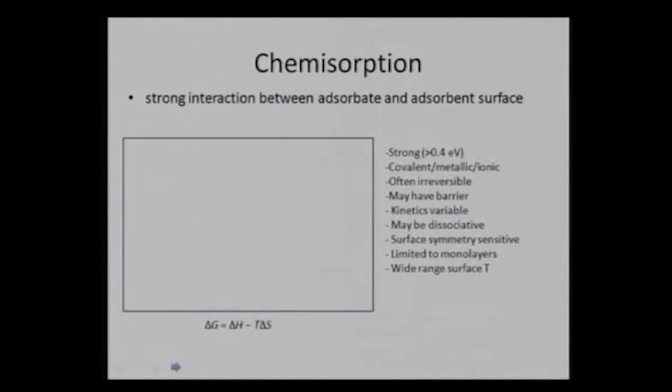And going to chemisorption, chemisorption is defined as a strong interaction. In the earlier case, physisorption, we had weak interaction, but in this case we have a strong interaction between the adsorbate and the adsorbent surface. Adsorbent is where the overall substrate is. Adsorbate is the new species which is forming and sitting on the adsorbent.